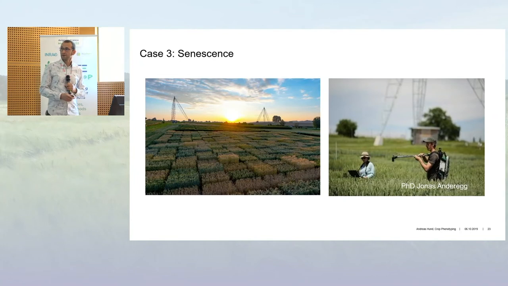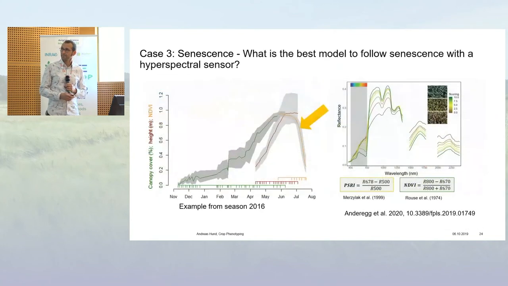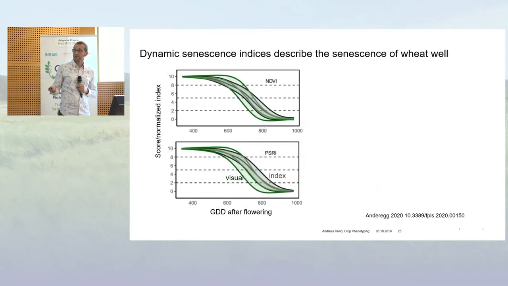Towards the end of this whole process, we are looking also at senescence. And that was done in work with Jonas Anderegg. You can see that we are following the senescence phase. We try to fit with machine learning some models using the whole spectrum and using that in a decent way. But we found that the most robust measure across years is still a simple index. And we are not using a simple index at a single time, but we use it as a dynamic index. That means everything is scaled at unity at the beginning. So we are trying to get rid of all these structural factors, because the only thing we try to find out is when the visual and the index senescence match most, so that we can have something which is matching the visual index.